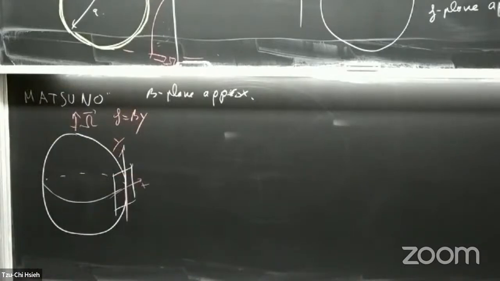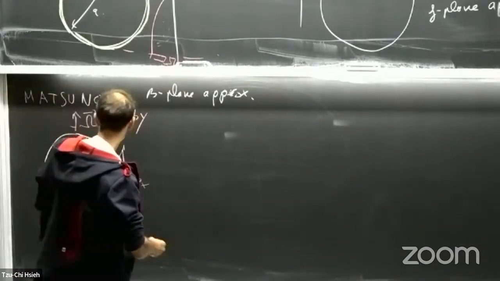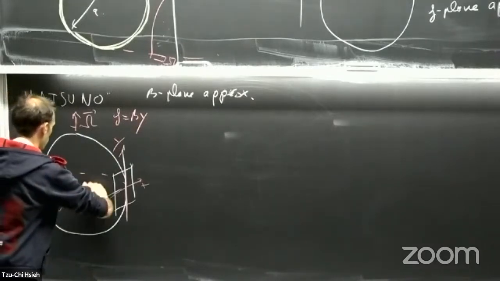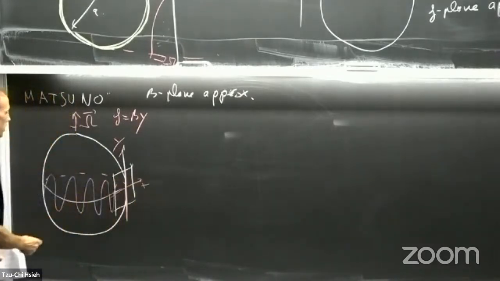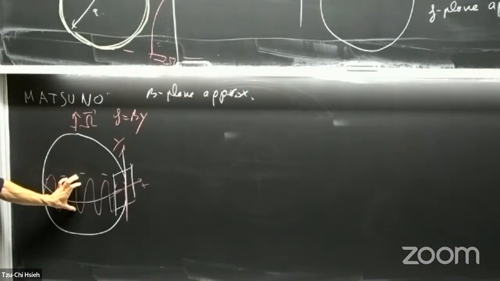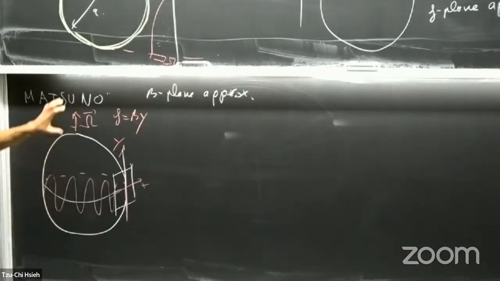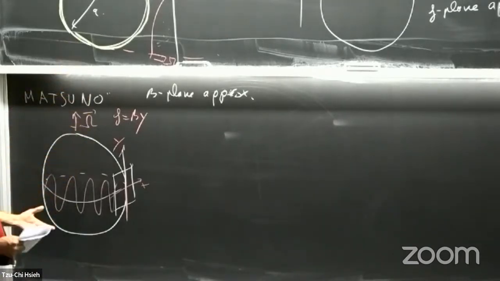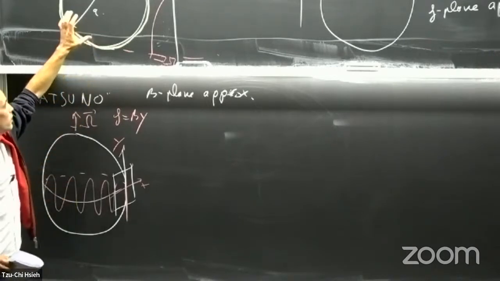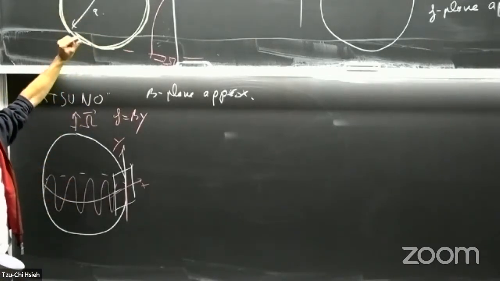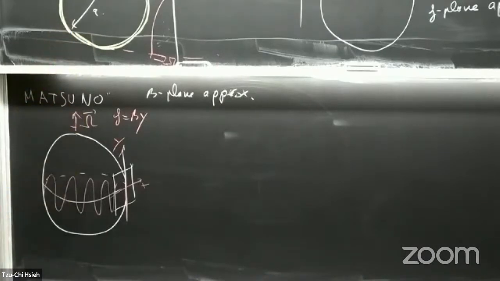And a striking outcome of Matsuno's computation was that, indeed, in this model there are modes that are trapped at the equator. It's called the equatorial waveguide. And so you can think of Matsuno's computation as the simplest possible computation of the oscillation of a thin layer of fluid in the Laplace tidal equation. So this is called the equatorial waveguide.